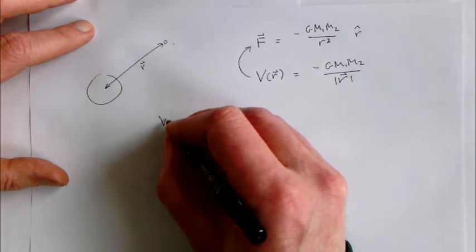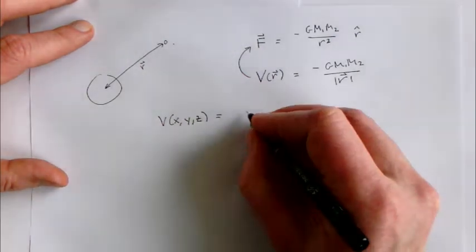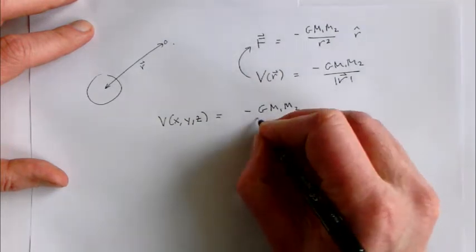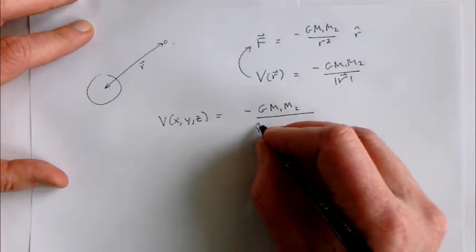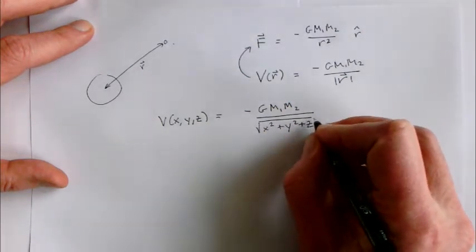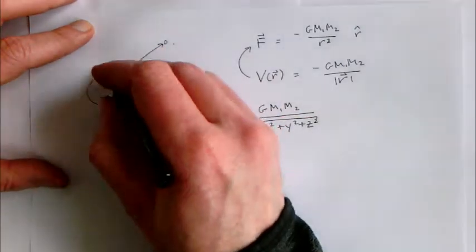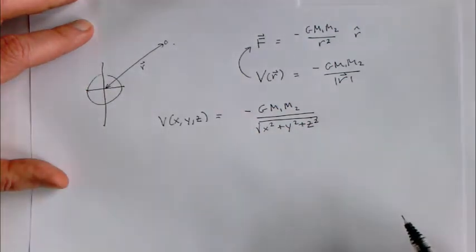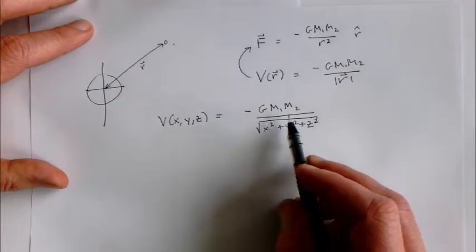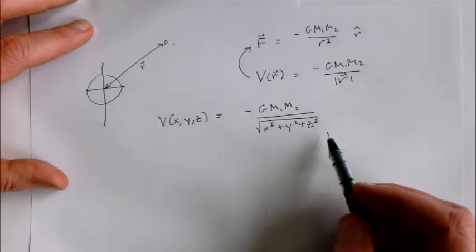So if I write my potential energy in terms of x, y, and z, it is minus G m1 m2 over the square root of x squared plus y squared plus z squared, and of course I have this negative sign here. This is how far I am away from the origin. So I'm going to choose my origin to be at the center of the Earth, so my potential energy gets closer and closer to 0 the further away I get from the origin.